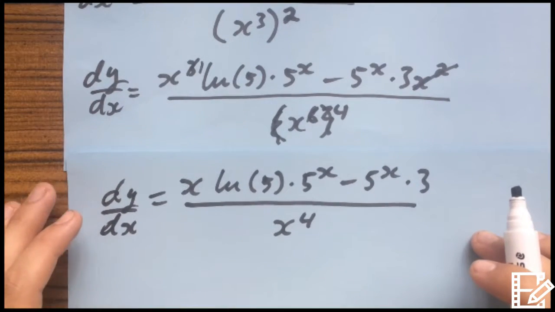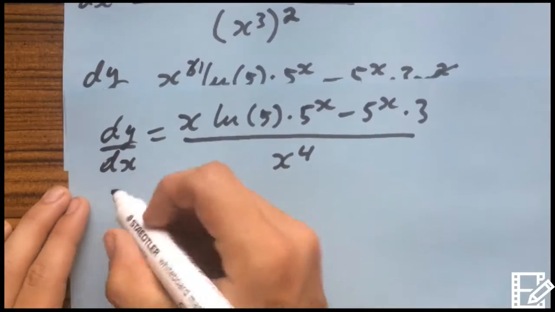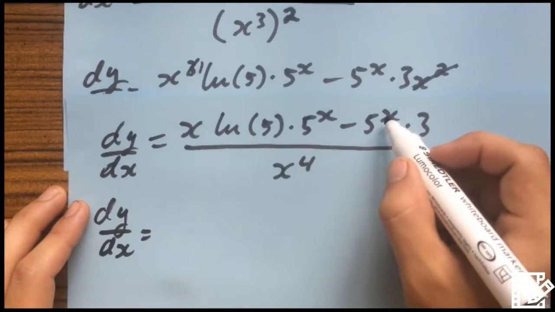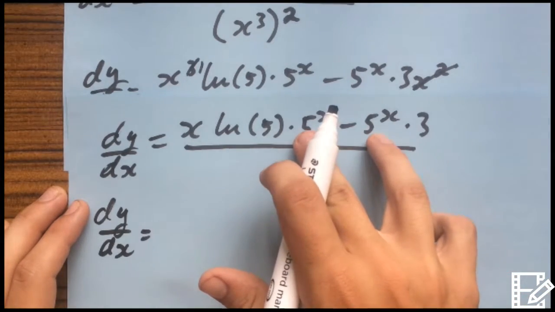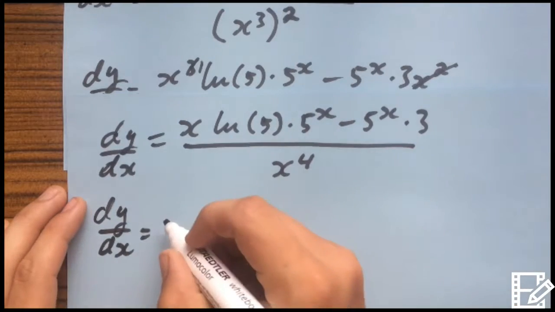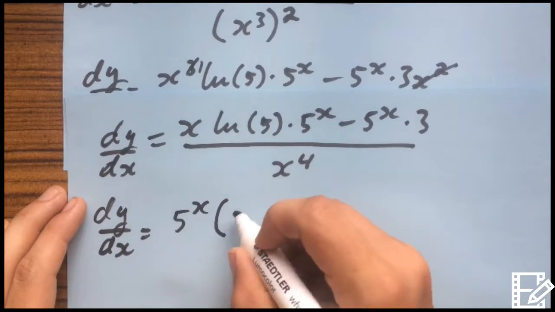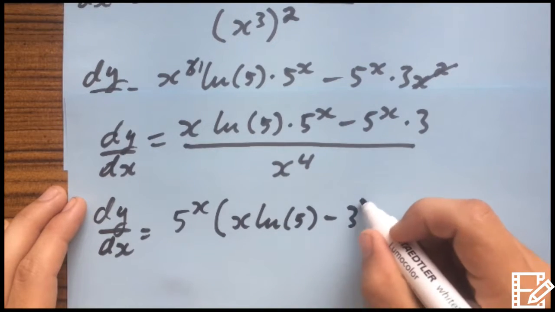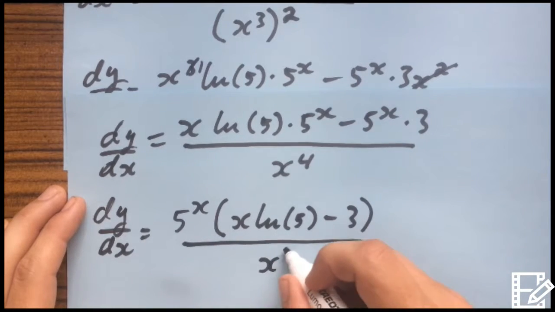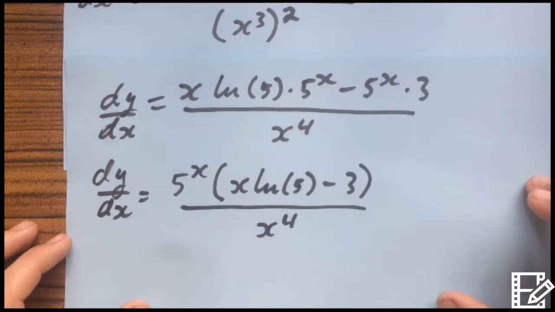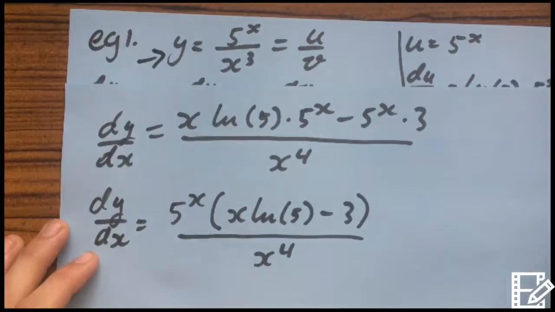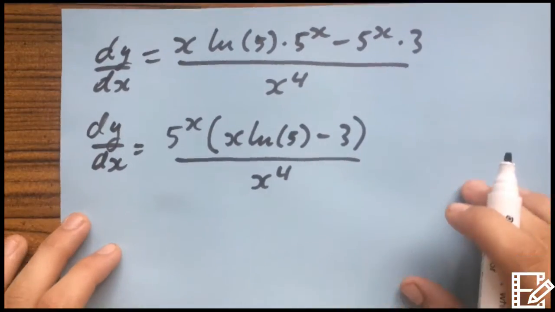We can simplify it even further by factoring out the 5 to the power of x. Because we have 5 to the power of x multiplied on both sides of the minus sign, we can bring it out the front. And that there is our first derivative of this function up here. Let's do a second example.